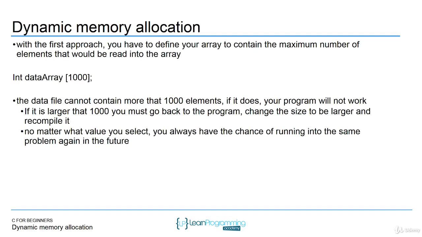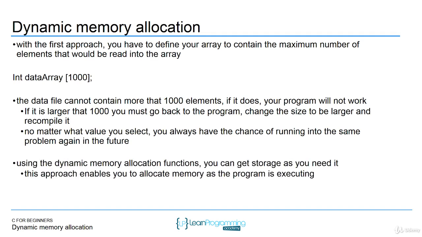And if you do want it to work with large files, you have to go back and make the array larger. You have to change the size, but then you have to recompile it and all that stuff. It's compile time. No matter what value you select, you always have the chance of running into the same problem again in the future because it's a fixed size. This size is determined when you compile the code. It doesn't adjust when you run the program. It doesn't dynamically change.